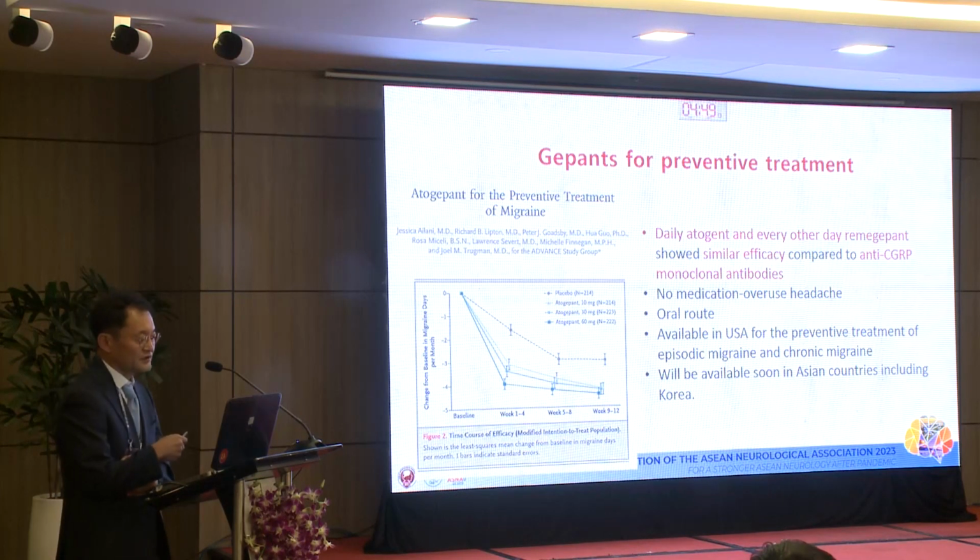Gepants for preventive treatment. Daily atogepant or every other day rimegepant showed similar efficacy compared to anti-CGRP monoclonal antibodies. There is no medication overuse headache. The oral route is available in the USA for the preventive treatment of episodic and chronic migraine, and will be available soon in Asian countries, including Korea.